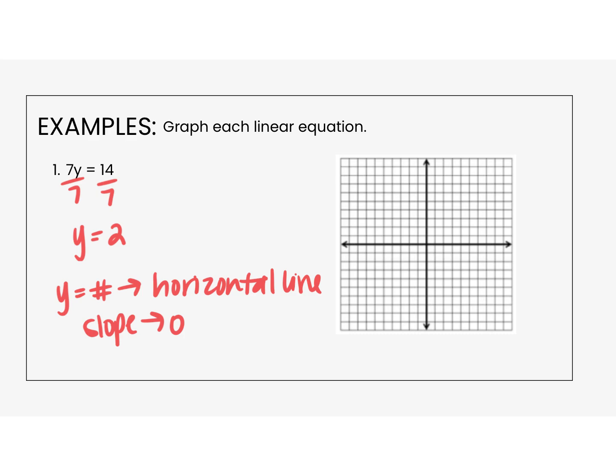So again, I'm going to just pick anywhere on this graph where y equals 2. So at (0, 2), that works. And then again, over anywhere else where y equals 2, and I'm going to connect that horizontal line. Okay, so that's it for the examples for 1.2.